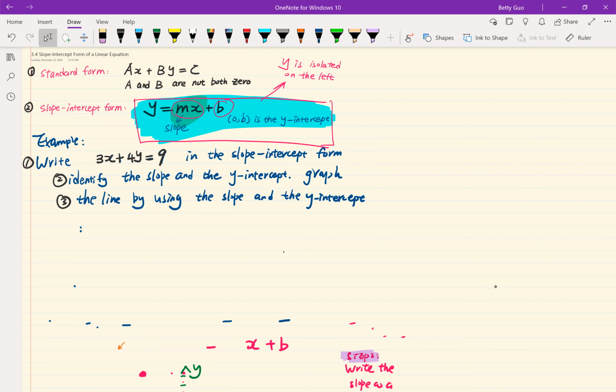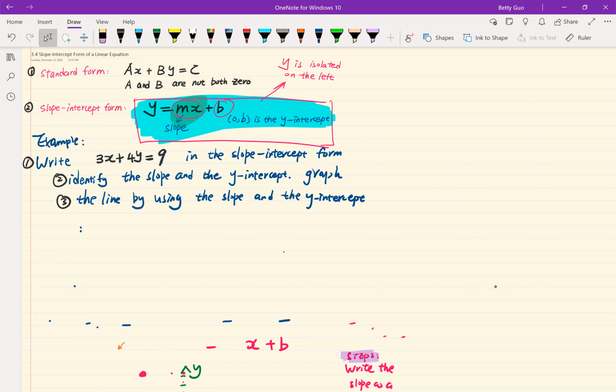Linear equations in 2 variables in the rectangular coordinate system are straight lines, right? And it has 3 forms. Form 1 is the standard form. The formula for standard form is ax plus by equals c. Here, a and b are not both 0.